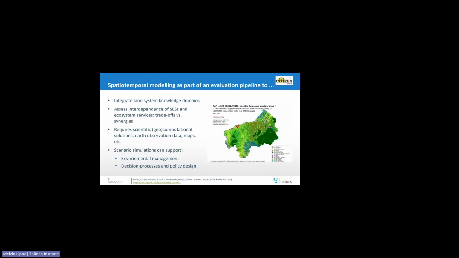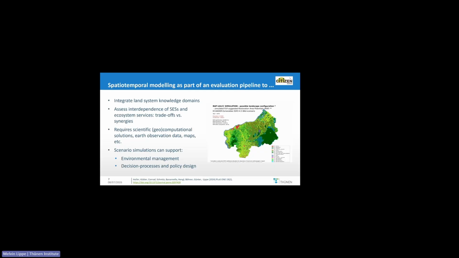So one way to address this challenge is we can use spatial temporal modeling approaches. In this case, as part of an evaluation pipeline, because these modeling tools can integrate land system knowledge domains. So we can build on information, for example, from different ecological domains, such as habitat function or soil information in the form of maps. We can also integrate stakeholder perceptions by using key informant interviews or maybe household surveys.